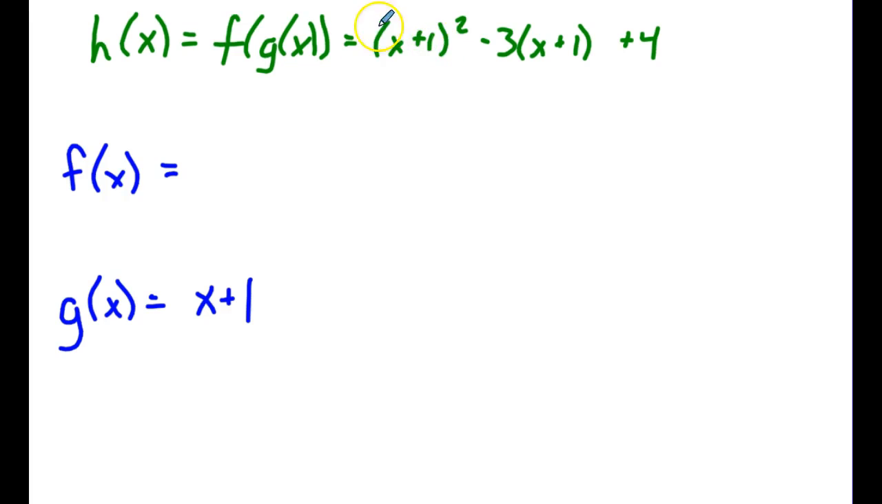Now if we replaced x plus 1 in our f of x function, that means this would be, in our original function, just an x. So we would have x squared minus 3 times x plus 4. Going back through this, taking the composition, if we're starting with our f of x function, everywhere we have an x, we're replacing that with the g of x function. So we would get x plus 1 quantity squared, which we have up here, minus 3 times x plus 1, and then plus 4 at the end.